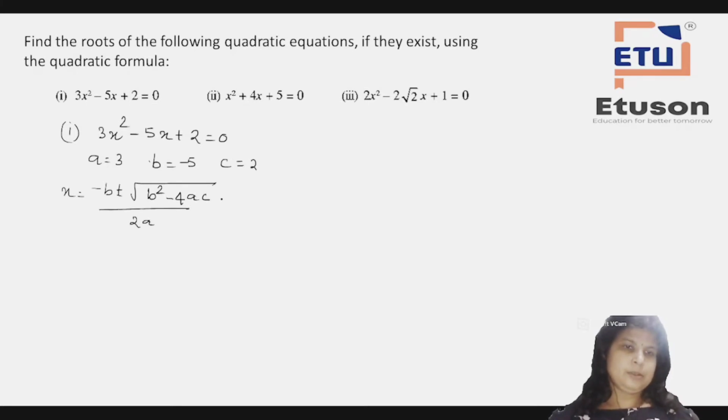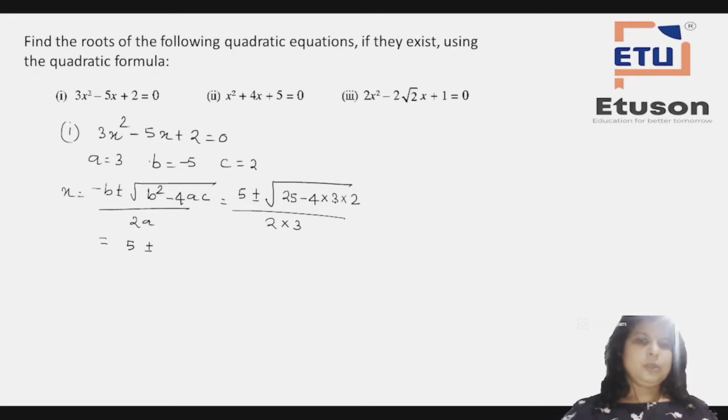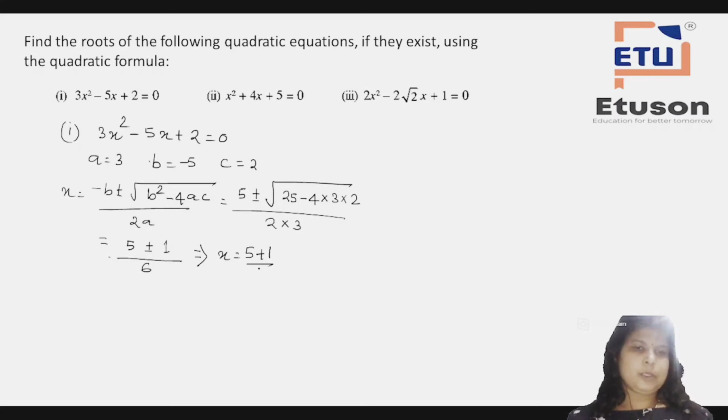divided by 2a, that is equal to minus of minus 5 is plus 5 plus or minus square root of 5 square, that is 25 minus 4 into 3 into 2, right, divided by 2 into 3. So you have 5 plus or minus, 3 into 4 is 12, into 2 is 24. So 25 minus 24 is 1, square root of 1. So 1 divided by 6. So it implies x is equal to either 5 plus 1 by 6 or 5 minus 1 by 6.